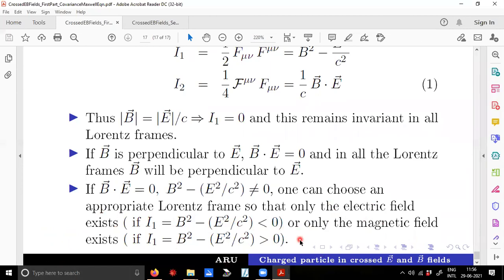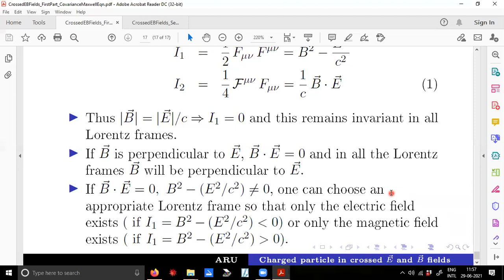This is of great calculational importance because you apply in your lab both electric and magnetic fields. Do you know how to solve the equations? Very difficult. I will say go to a Lorentz frame of reference mathematically to choose only electric field or magnetic field. Check what is I1. If I1 is positive, you can go to a frame of reference where only magnetic field is there, no electric field is there. Now solve your Lorentz force equation. That is the way we should work it out.